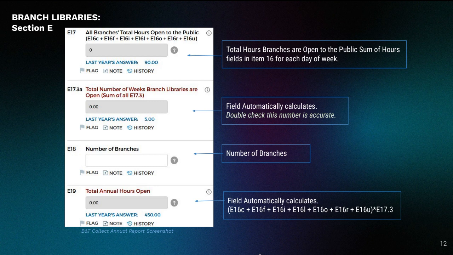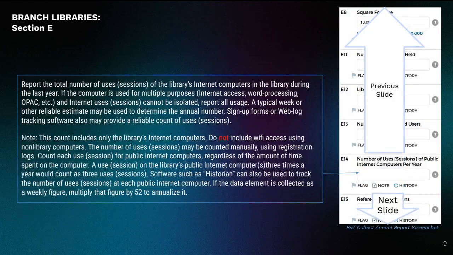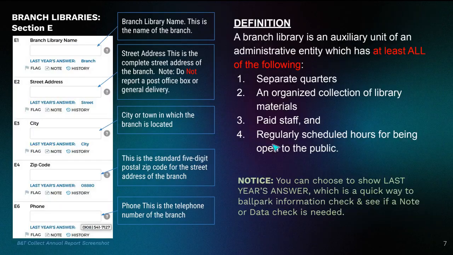For your branch, let me see. A definition of a branch, and let me pop back just a couple slides. I'm not trying to give you vertigo. I do want to point out that a branch has all of these items here. So it has separate quarters. It could be across the street. It could be down the road. It could be across town. It could be in another town.